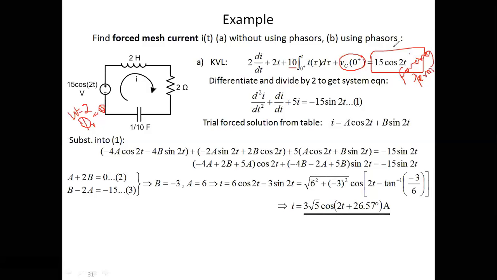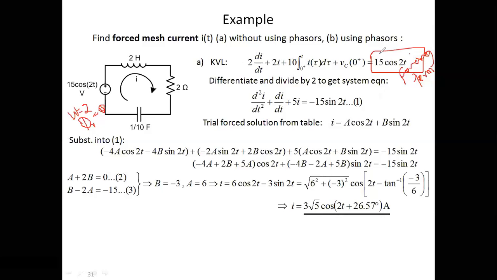So if we have it this way, I believe you know exactly how we got here now. If we have it this way, the next thing you want to do is to differentiate and divide by 2 to get the system equation. We need the system equation, so you just differentiate all of these here, okay?